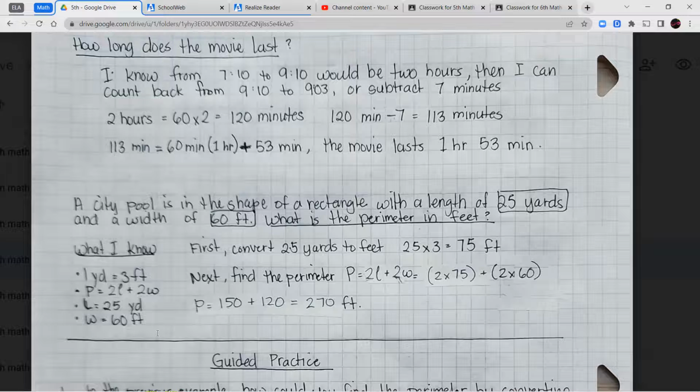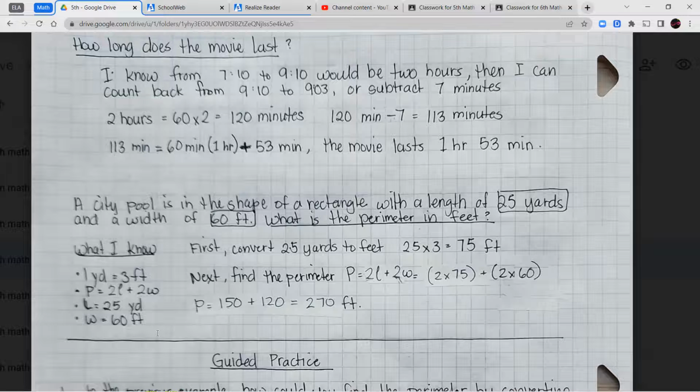The formula for perimeter is 2 times the length plus 2 times the width. Now I know the length is 25 yards and the width is 60 feet. So first I need to convert my yards into feet. Now when I'm going from a bigger unit like yards into a smaller unit like feet, I'm going to multiply.